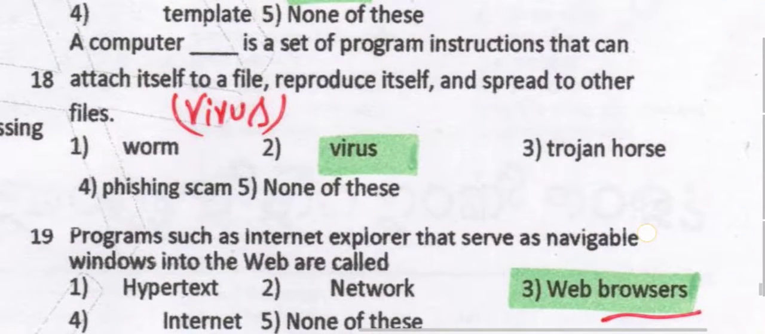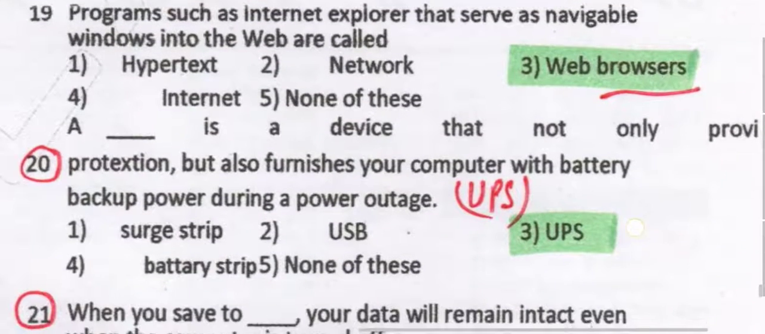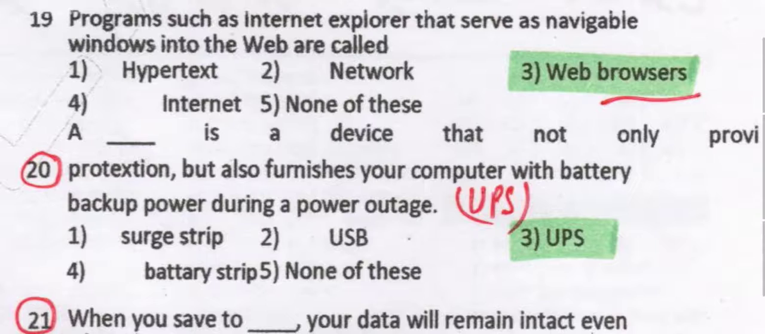A computer virus is a set of program instructions that can attach itself to a file, reproduce itself and spread to other files. So this is exactly the function of the virus. Programs such as Internet Explorer that serve as windows into the web are called web browsers. This is exactly what web browsers are.